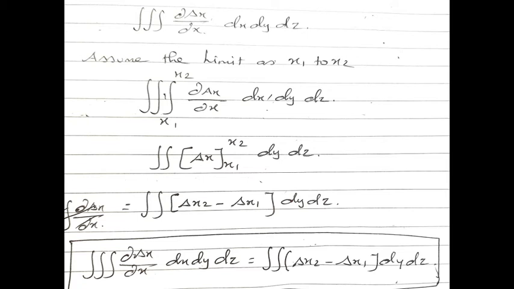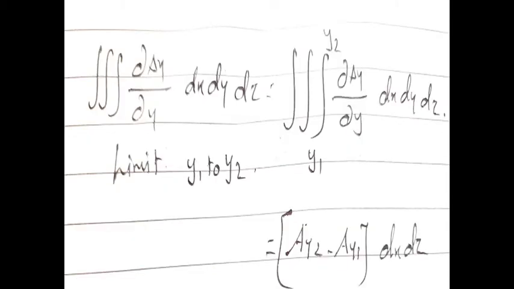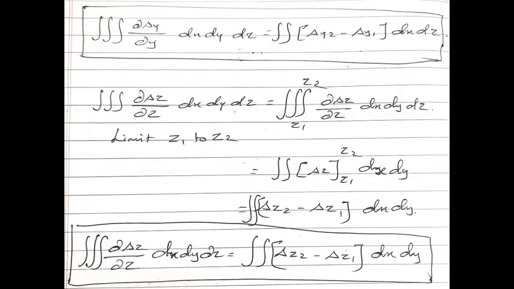The same step we have to repeat for the other two terms. I repeated the same step for ∂ay/∂y dx dy dz. In this we have to integrate with the help of y terms, so we assume the limit as y1 to y2. After integration the answer is (ay2 minus ay1) dx dz. So the answer will be the double integral of (ay2 minus ay1) dx dz.